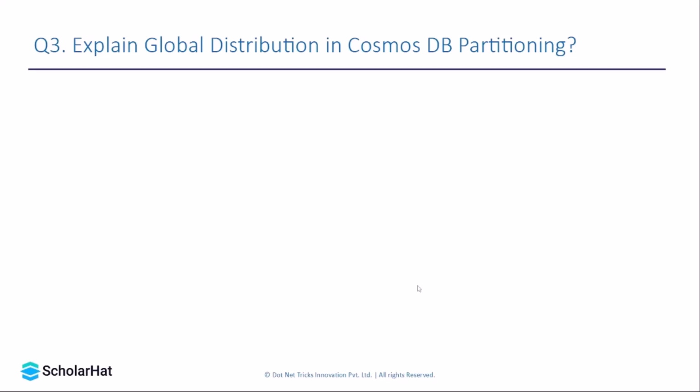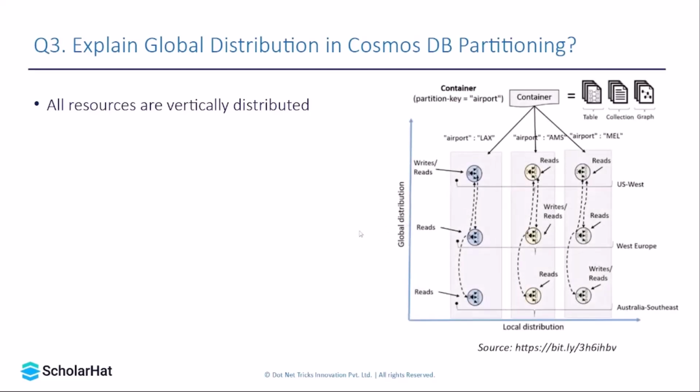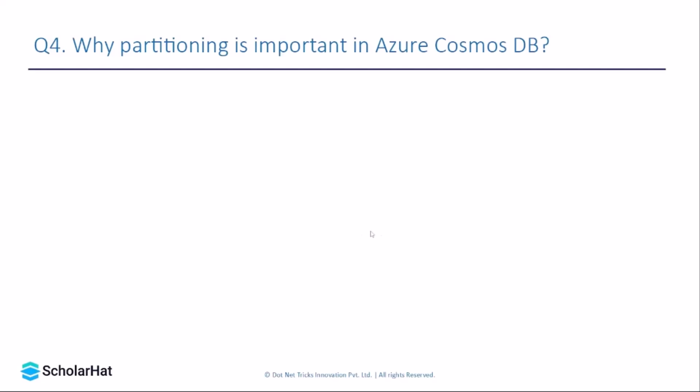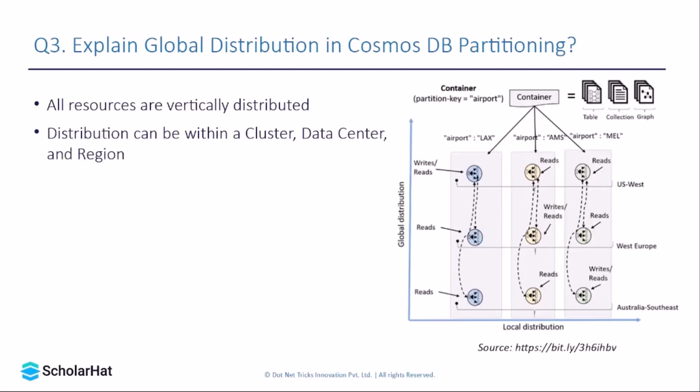If you talk about global distribution, all the resources are vertically distributed. We can understand this with the help of an example. So in this example, you have seen that the partition is again the airport key, but over here, the data is distributed globally. We can see this with the help of a graph, the reads and the writes.